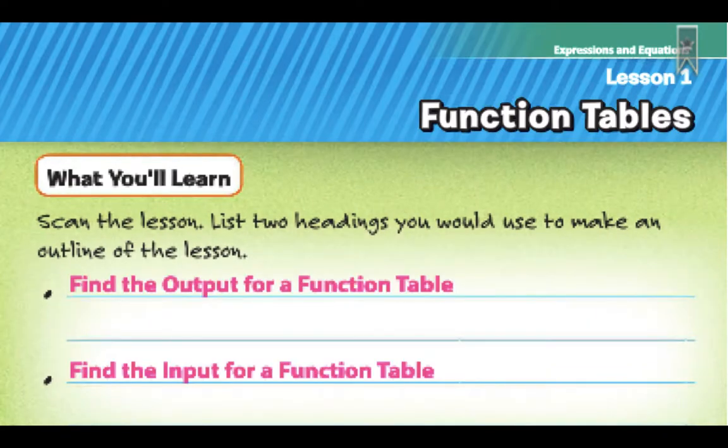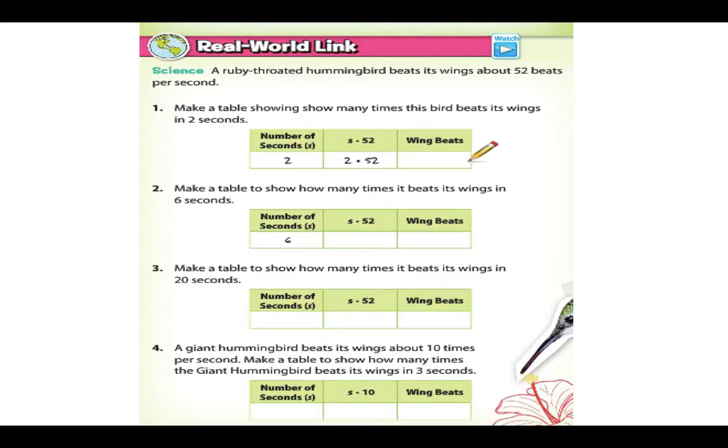So two of them that you could have used were find the output for a function table and find the input for a function table. So that should let you know that we're going to be using a function table and finding the different components of it. In your real world link, we get sort of an introduction to how function tables work.